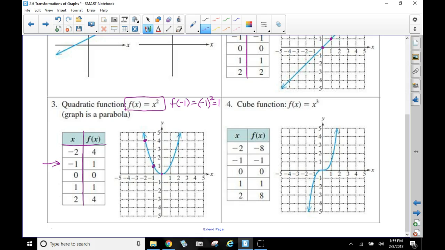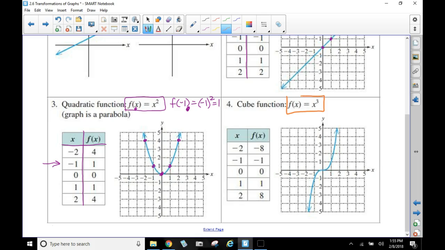Okay? 0 squared is 0. 1 squared is 1. 2 squared is 4. So those purple points there are the key points. It might also be helpful for you to know 3, 9, even though it's off this graph paper, and -3, 9, right? That might come in handy as well. All right, so that's our very most basic quadratic function, y equals x squared, or f of x equals x squared.